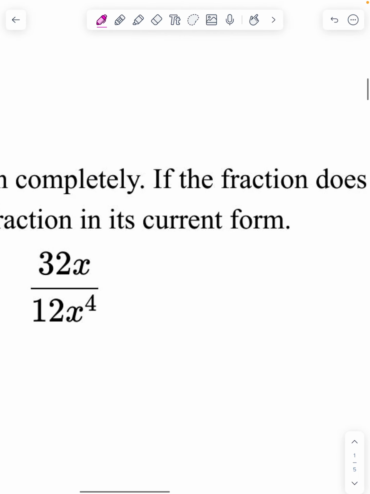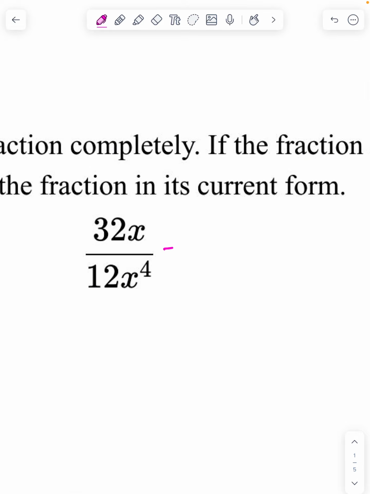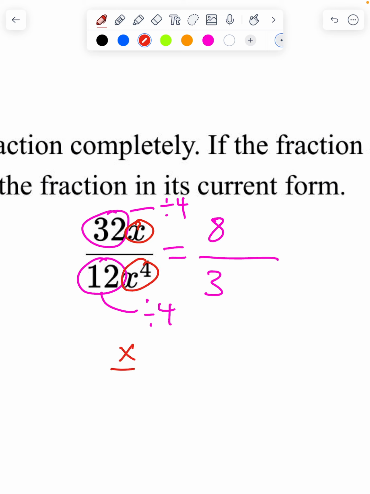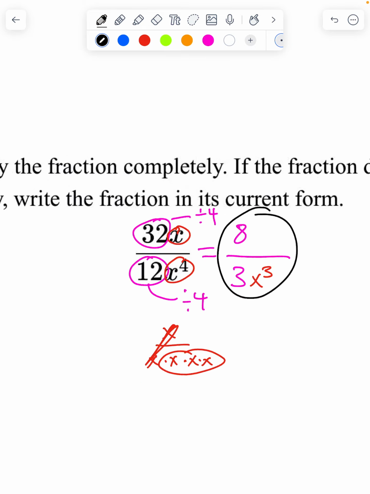So if I look at number two, I got 32 over 12x to the fourth. I think that the numbers are both divisible by 4. So 32 divided by 4 and 12 divided by 4. This would give me 8, and then on the bottom, this would give me 3. And then they both have x in them. This has 1x, and then this is x to the fourth. So I could really think of this as x over x to the fourth. One of them is going to cancel, so we'll have 3 of them left over on the bottom. So this would be my final answer.